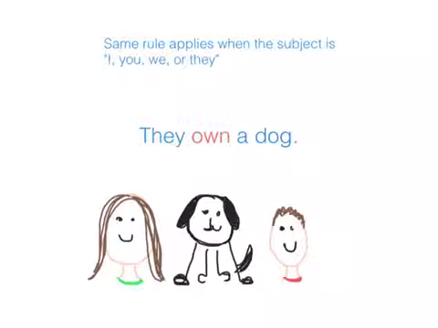Again, the same rule of not using the s applies when the subject is I, you, we, or they. So my example is they own a dog. So I'm going to box the subject and circle the verb. It's important that you wouldn't say they owns a dog. It makes sense to say they own a dog, or I own a dog, or we own a dog.